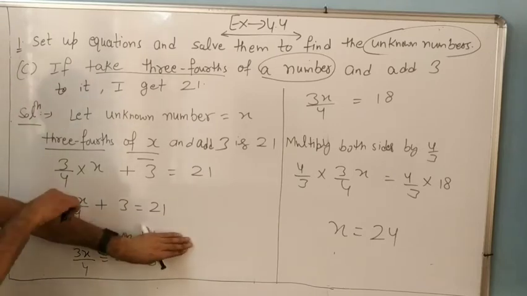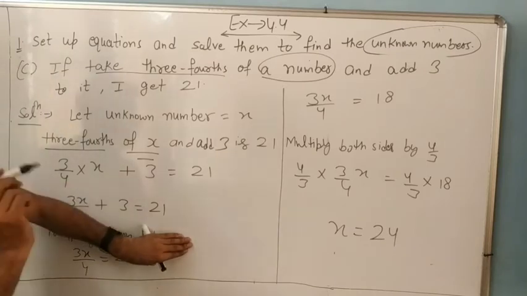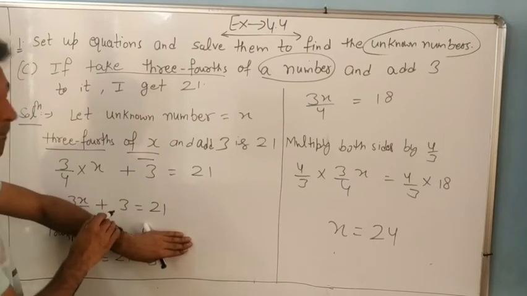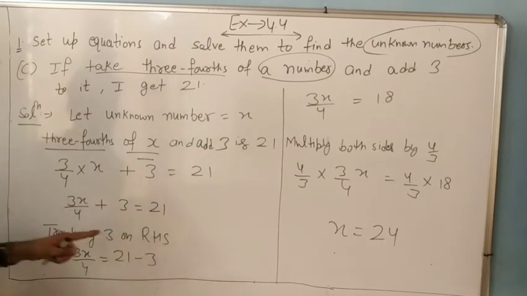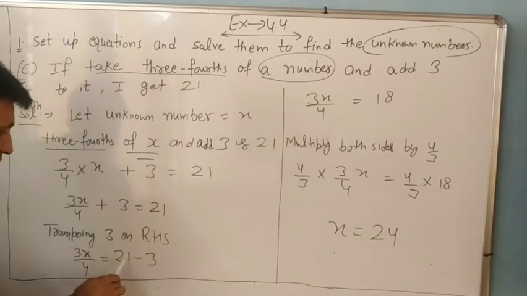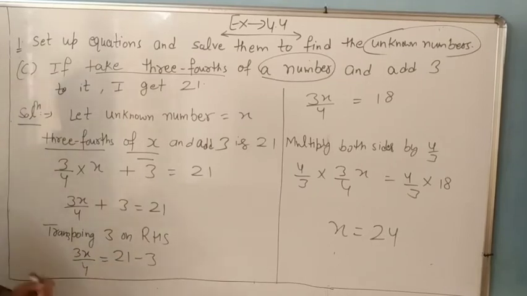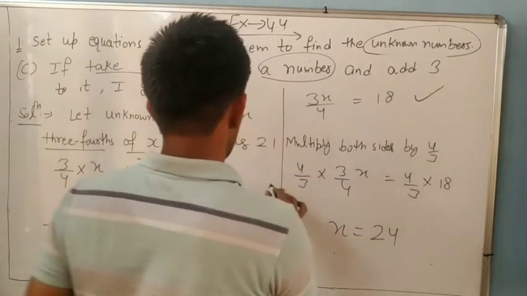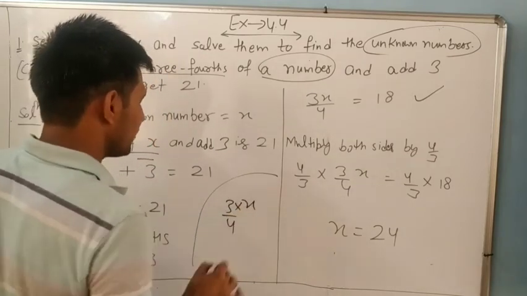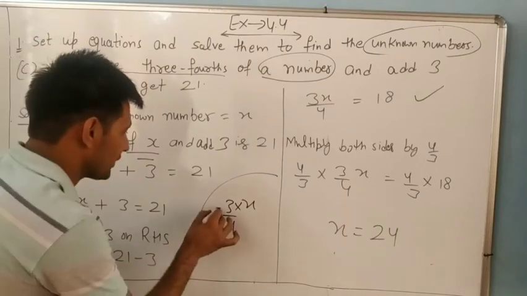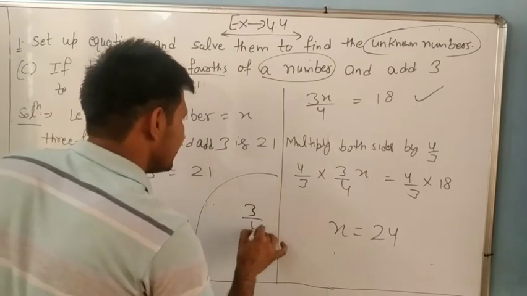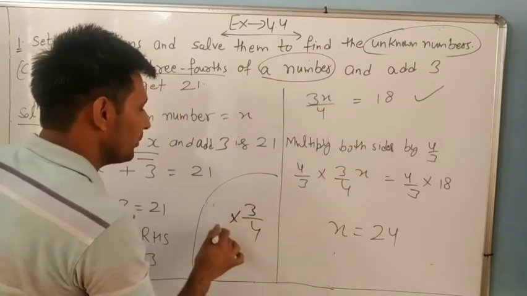Yes, how can we remove? We want to find x. What I told, always we will remove positive. Subtract 3 from both sides, or you can write transposing 3 on the right hand side. Positive becomes negative. 21 minus 3. Now it remains 3x by 4, yes dear, it is x into 3 upon 4. If we want to remove 4, what will we do? We will multiply by 4. And if it is 3 by 4, if you want to remove it, what will we do?